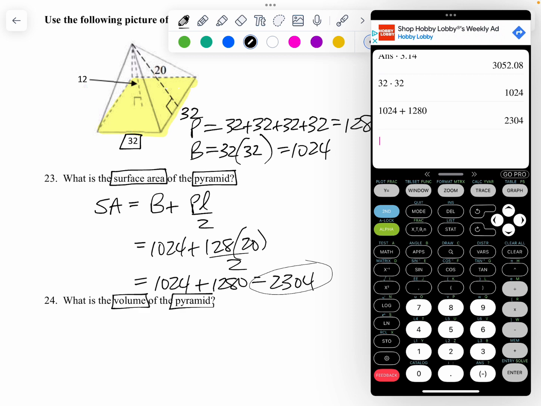So we have a different formula there. It is V equals big B times H divided by 3. And I'm pretty sure we still have the big B. It's right up here. It's still a square, and it's still 1024. So I'm going to plug that in.